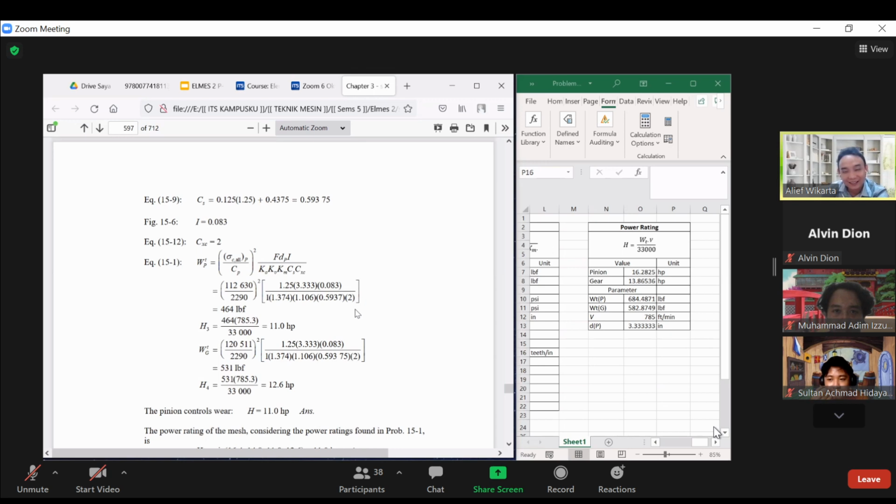Okay, but the point that I get is that we have to consider the critical one. Based on your result here, the critical one is the surface condition, the surface wear. Okay, thank you, Mas Andika.